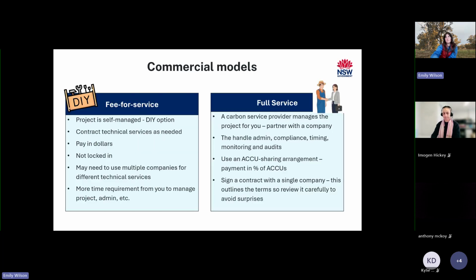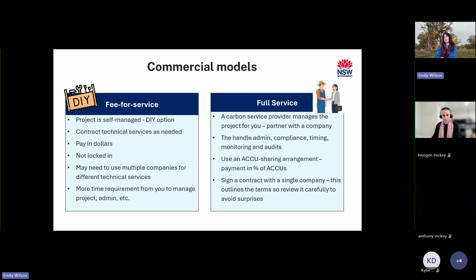So there's a couple of models that I've got here. You can have a bit more of a DIY model where you self-manage the project and you just go out and contract technical services as you need. So that'll generally be paid in dollars. You're not locked into a single company, and you might actually need to use multiple companies for different technical services. But it will require more time from you to manage the project, the admin, and the compliance side of things.